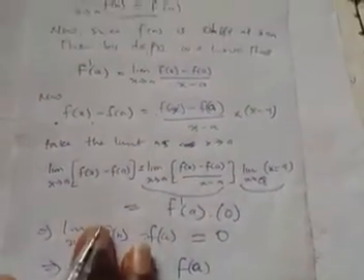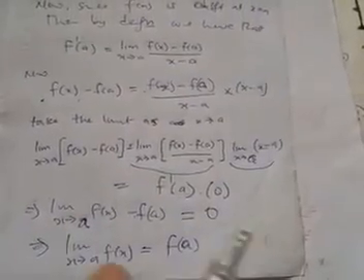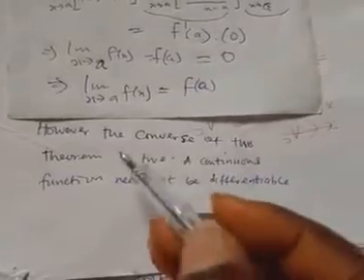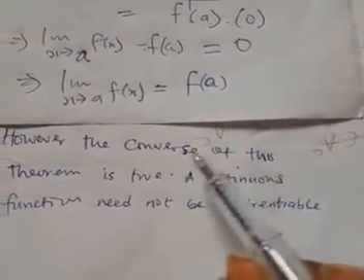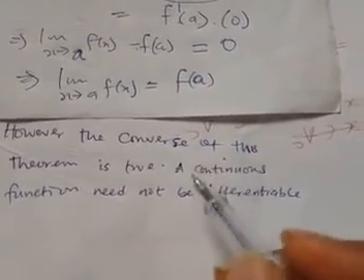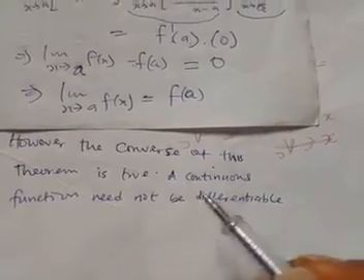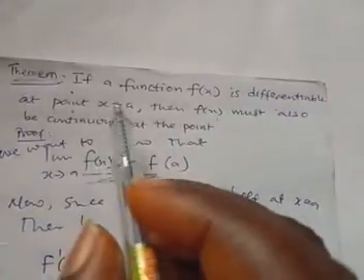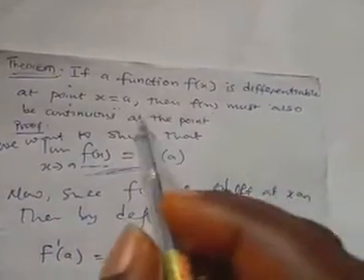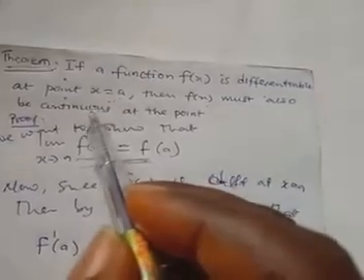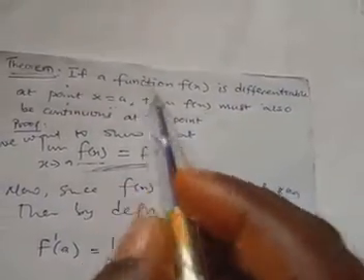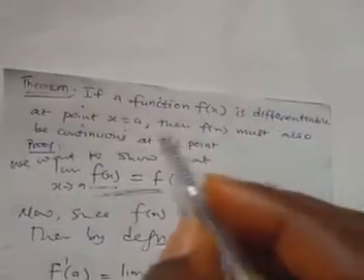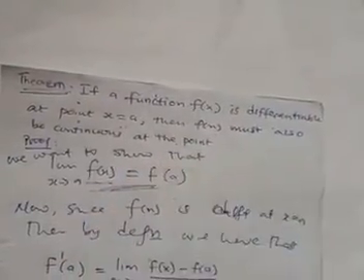However, the converse of this theorem is not true. That is, a continuous function need not be differentiable. Because the theorem says that a function that is differentiable at a point must be continuous at the point. The converse would be that a continuous function must also be differentiable. But we have said here that the converse of the theorem need not be true, because a function might be continuous but not differentiable.